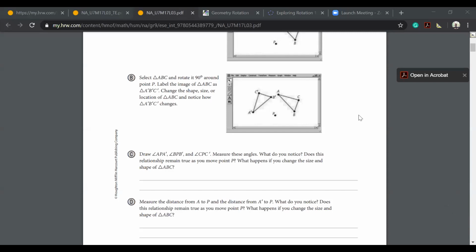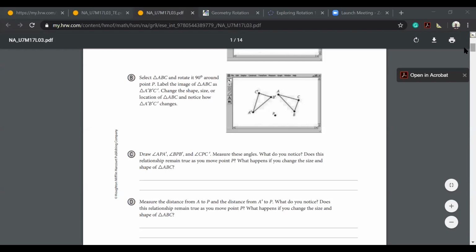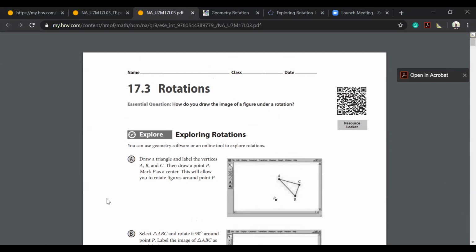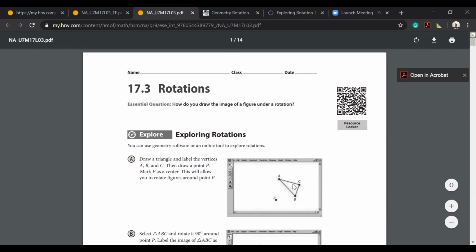Okay, today we are starting our new lesson, lesson 17.3, which is about rotations. As we said before, since the beginning of module 17 we have been talking about the rigid motions, and we said that we have three main rigid motions. The first one was translation, which was moving your object up, down, right, left. The second one was reflection, in which you were reflecting across a mirror. And today we are talking about rotations.